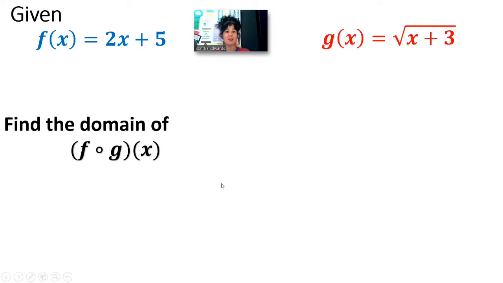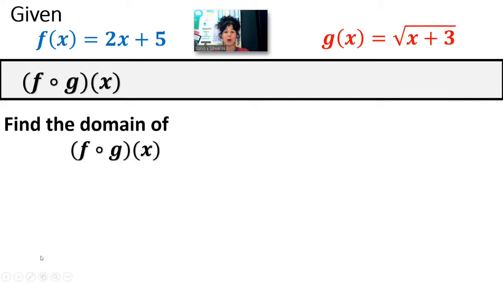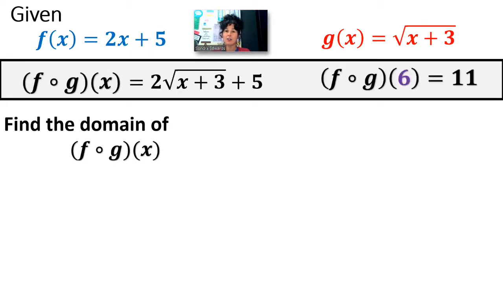Let's now find the domain of f comp g of x. We already found the answer to f comp g of x. We also happen to find that the answer to f comp g at 6 was 11. I'm bringing that over just to remind you that we substituted 6 into the composition and we got out an answer. So that means the number 6 is in the domain of the composition function.